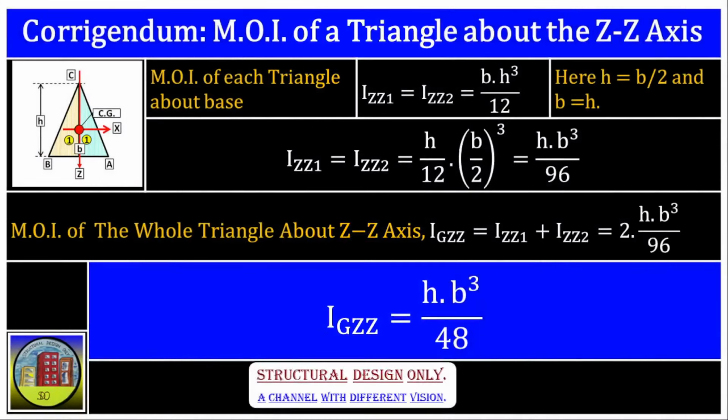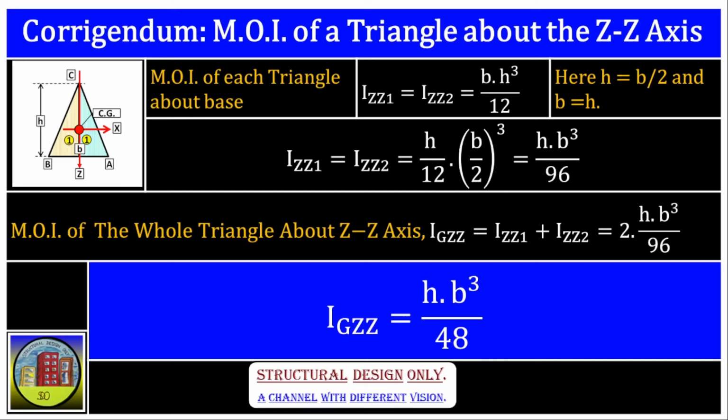Title of this slide you are watching, Corrigendum, regarding moment of inertia of a triangle about the ZZ axis. This is a correction to previous information provided by me, in my presentation, The Power of Shapes, Part 2. Now we are diving to the derivation of IGZZ, of a symmetrical triangle. Here you are watching image of a symmetrical triangle with base length b and height h.